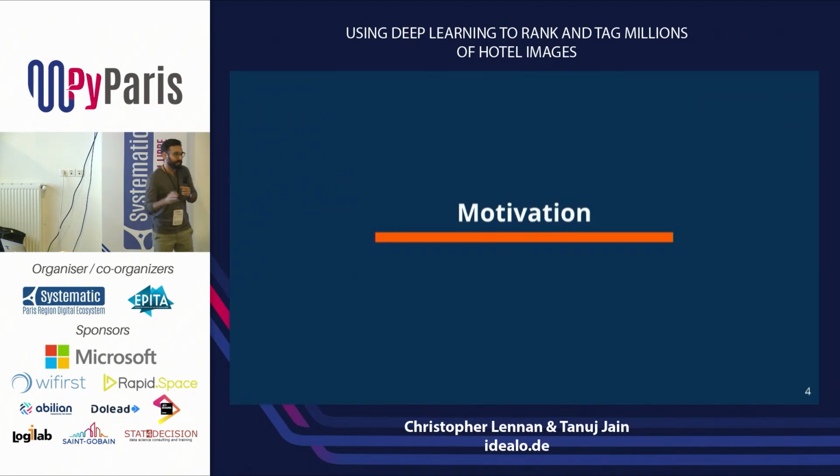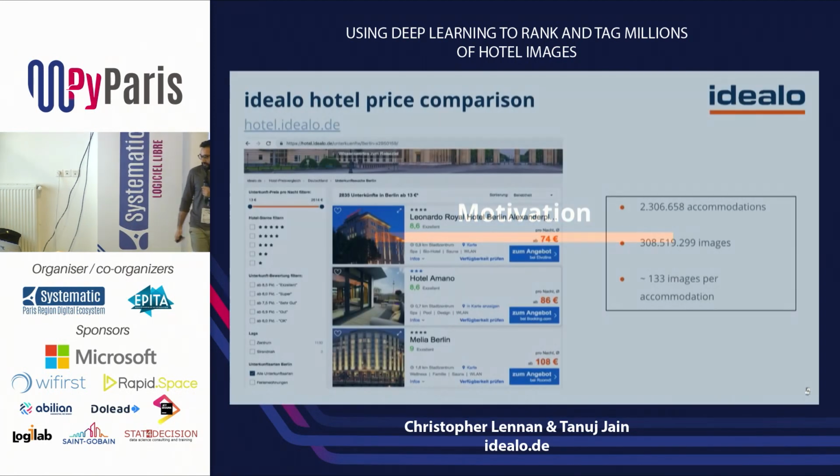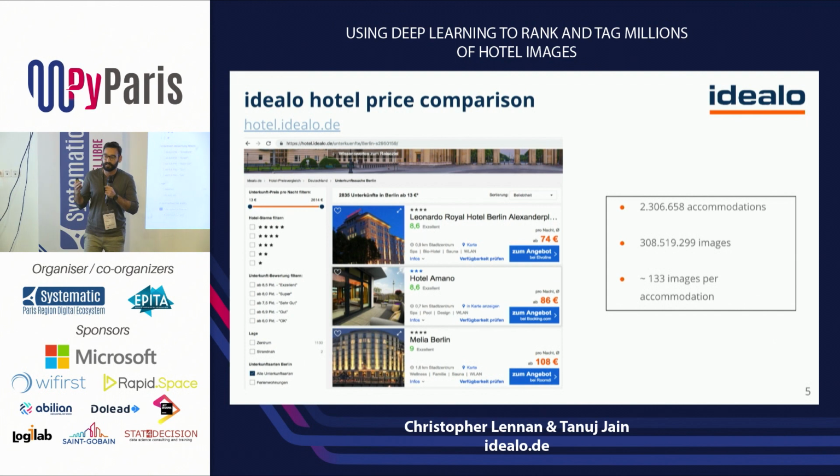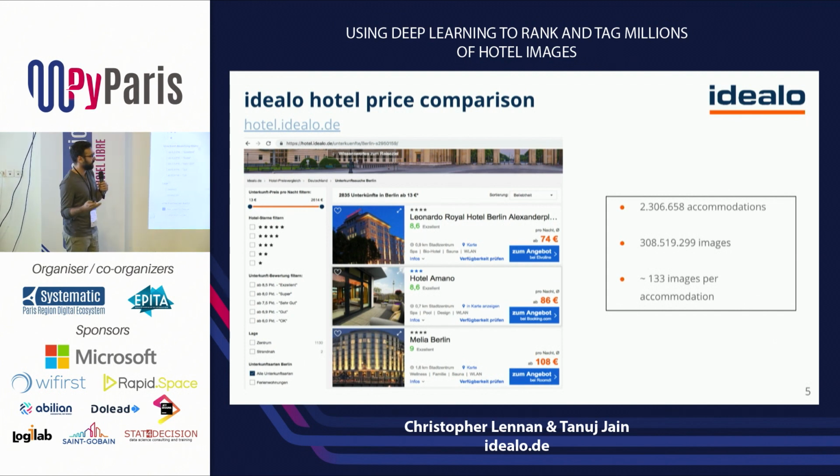So let's skip quickly to the motivation. Now, as I mentioned, Idealo has a hotel price comparison platform as well. What you see is my attempt at finding some hotels in Berlin to stay. And we have more than 2 million hotels and about 300 million images to work with.